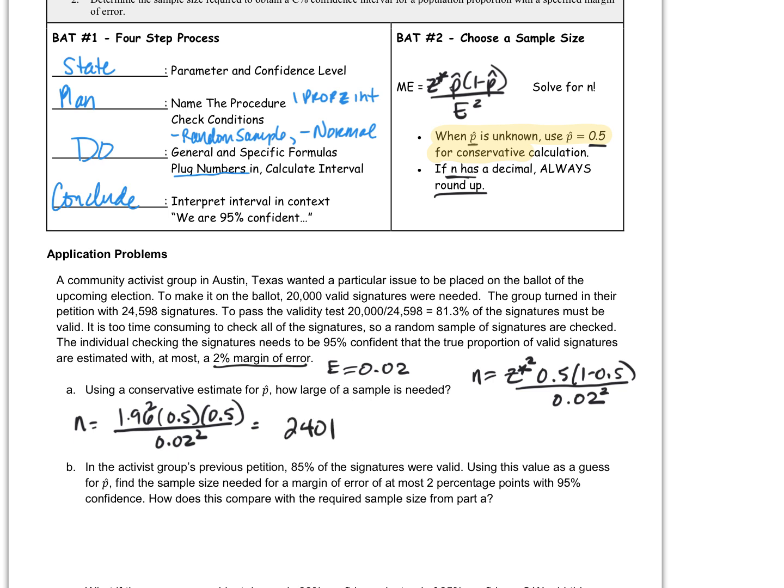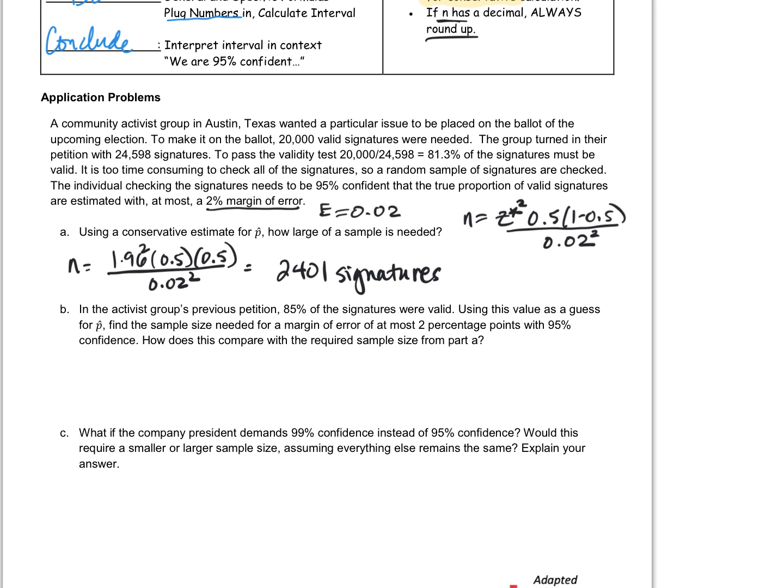I had 2401. Y'all get that? Okay, so what does that represent? 2401 what? Signatures that need to be sampled for validity. Okay, so you would make sure you put it in context. 2401 signatures. Now this is a random example that came out to be a whole number, which rarely happens, but there it is. All right, so let's try the next one.